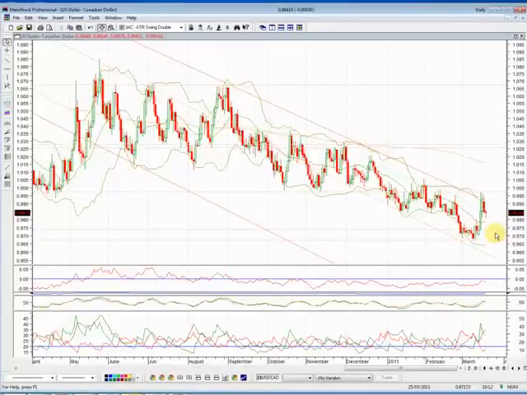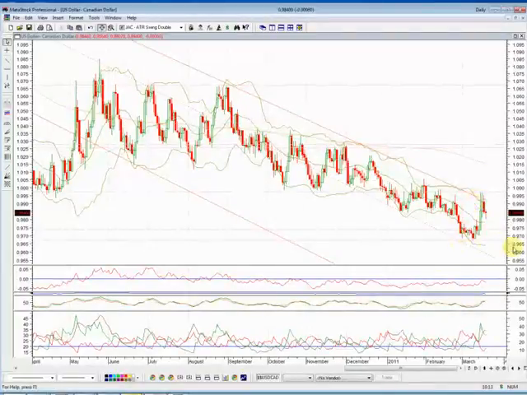In terms of seasonal strength, the Canadian dollar is stronger until June. I don't have the date on top of my mind, but it's somewhere around June, July, and that's pretty much in sync with the upwards trend for the oil in terms of seasonal strength. We are in the seasonal strong season for the oil.